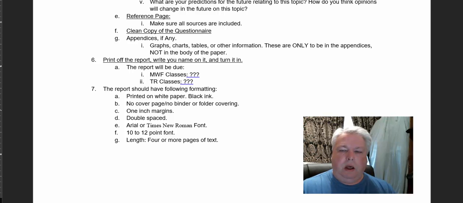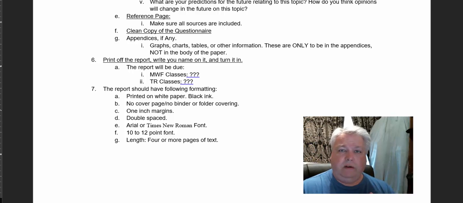Okay, the other thing we'll talk about is the idea of the report, as far as what it should have in it. So just formatting issues, and we'll end with this. Formatting issues are going to be things like, one, you want to make sure that it's printed on white paper with black ink.